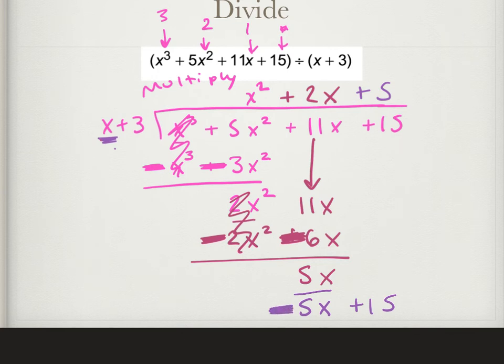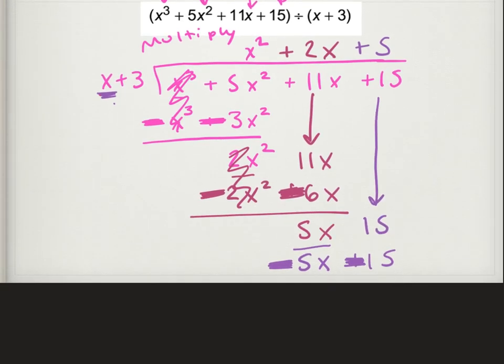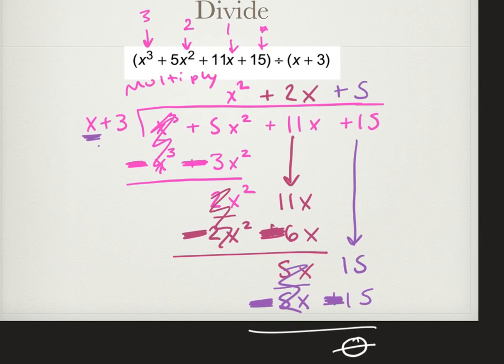Change the sign, so this becomes a negative and a negative. What do we do? Bring down the 15. So 5x minus 5x is what? 0. What's 15 minus 15? 0. So what's our remainder? 0. What's our answer? X squared plus 2x plus 5.